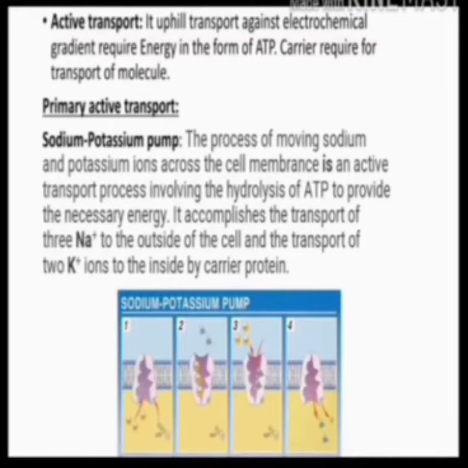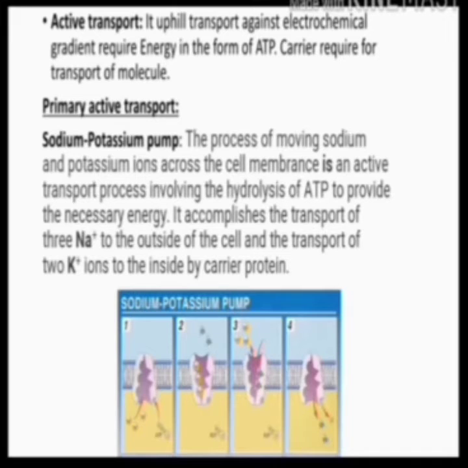Normally, the sodium concentration is high outside and the potassium concentration is high inside. After some time, the stored energy is more, so sodium ions move from higher concentration towards lower concentration, from outside to inside, and potassium ions move from inside to outside. But we want to maintain the sodium concentration greater outside, so we require the sodium potassium pump.